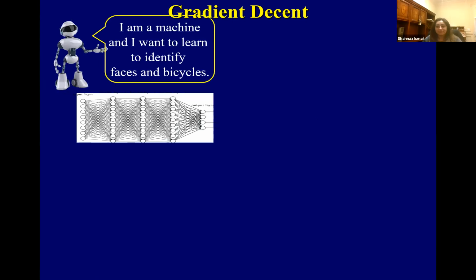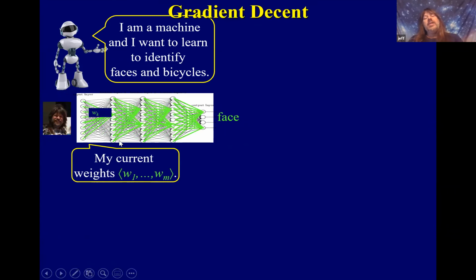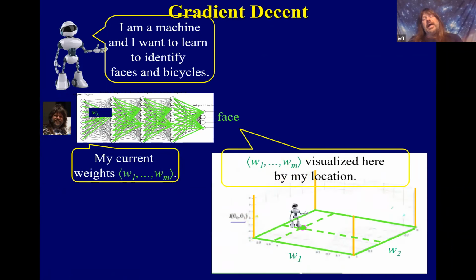All right, so let's do gradient descent. All right. So remember how it works. A robot wants to learn how to take in an image and recognize if it's a face or a bicycle, right? And what it uses is it needs to learn these weights, right? What it does is dictated completely by these weights. And we're going to keep changing our weights. So let's think about, as we learn, we change the weight slowly.